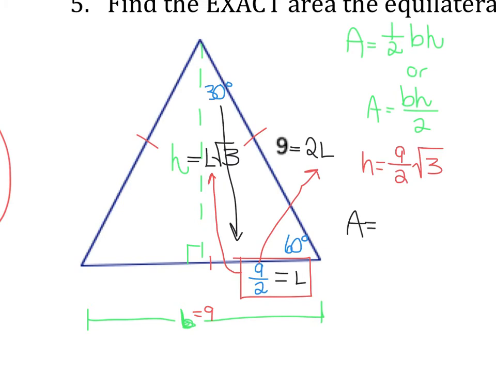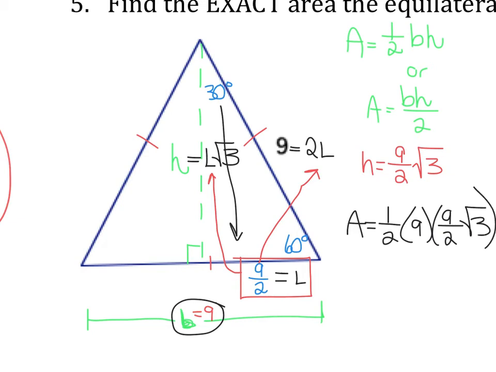Area is equal to 1/2 the base, which we said right here is 9, times the height, which is 9 over 2 root 3. Okay, this is kind of ugly to multiply, but what I could do is write that 9 as 9 over 1, and in my numerators I have 1 times 9 times 9, that's 81.